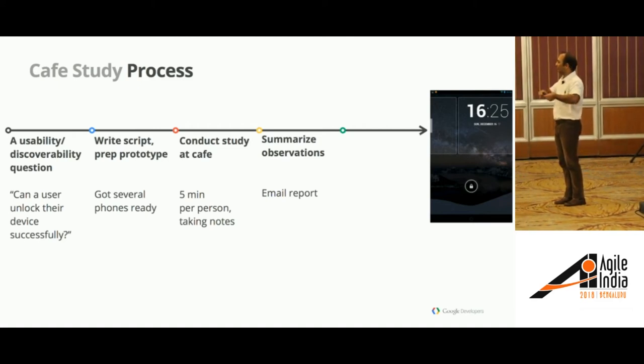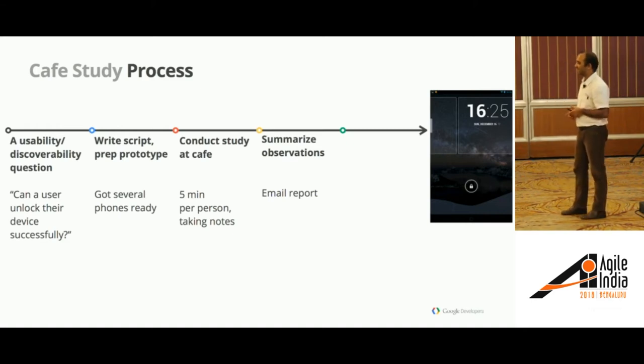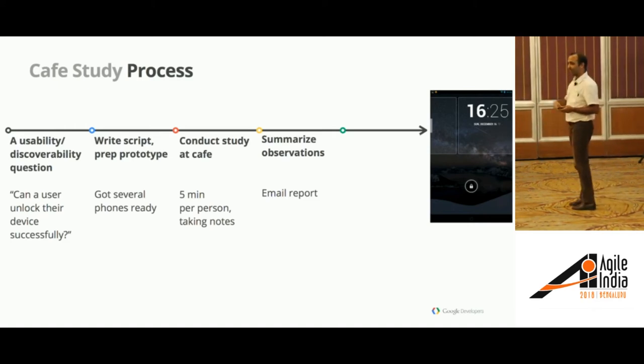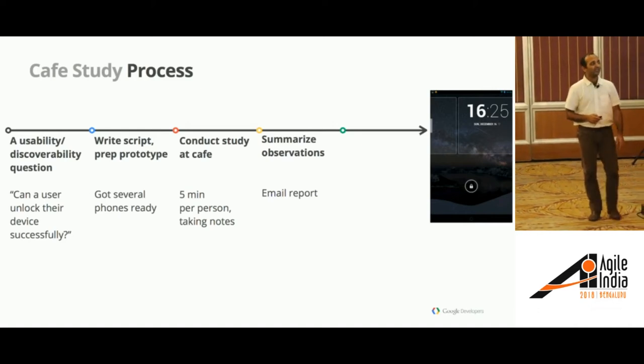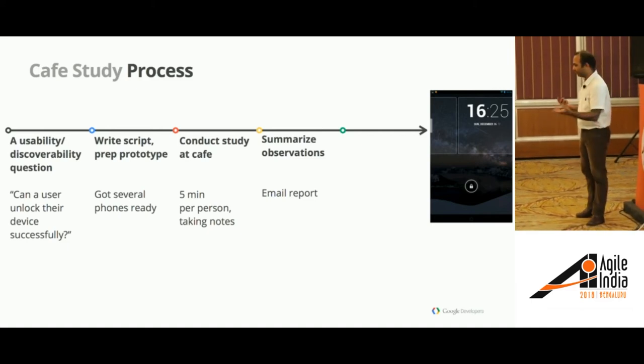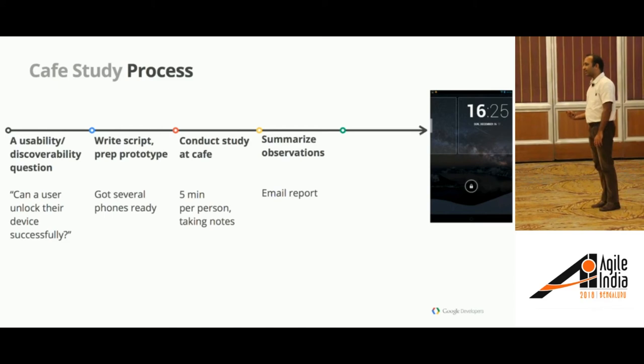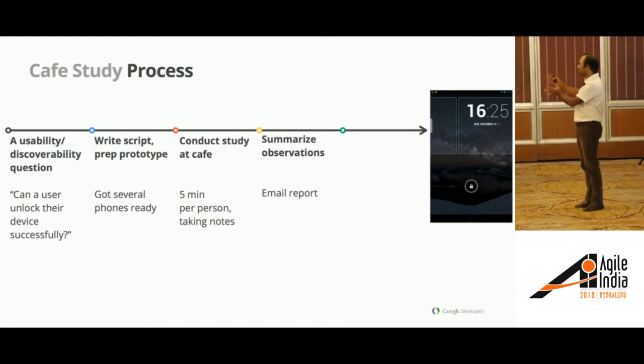So the users were not really sure whether they were unlocking a phone or tapping on a widget. It was bad interface design that we had. We wanted to see how many users were falling into the trap. Are they able to easily navigate that lock screen? So we did a CAFE study there, and got good feedback. Some of our assumptions got validated, and then we worked on it and moved it to a different section.